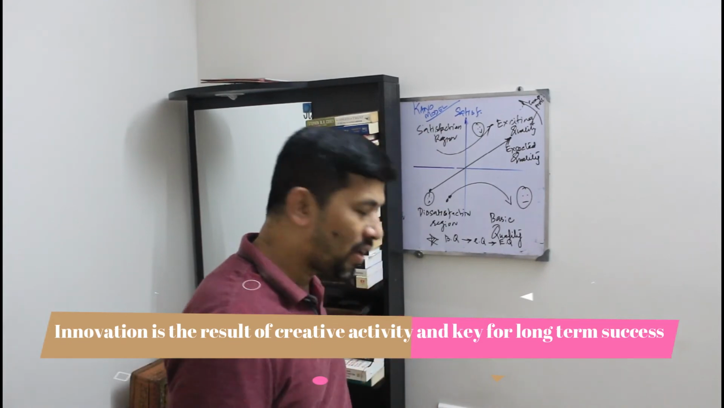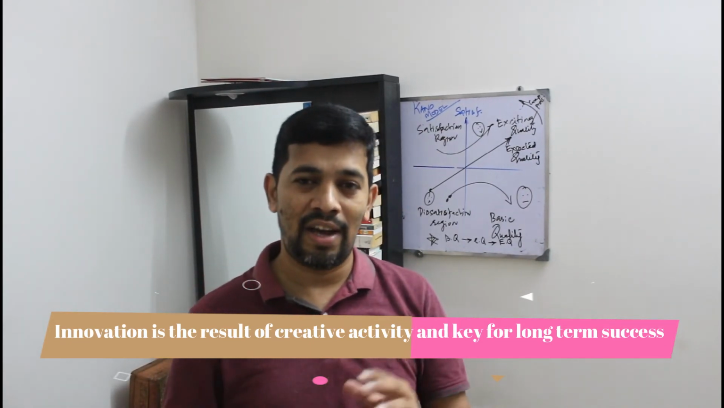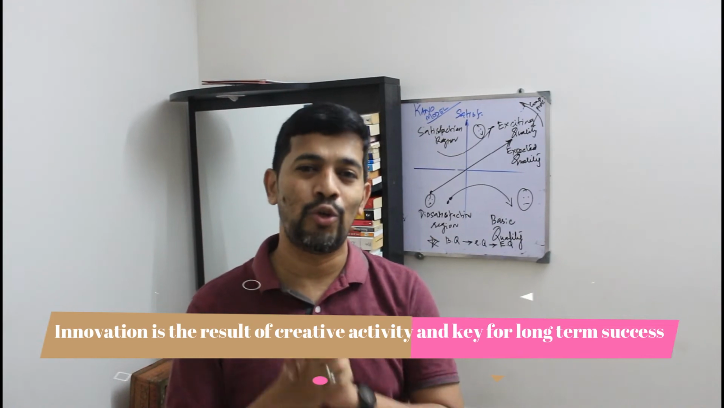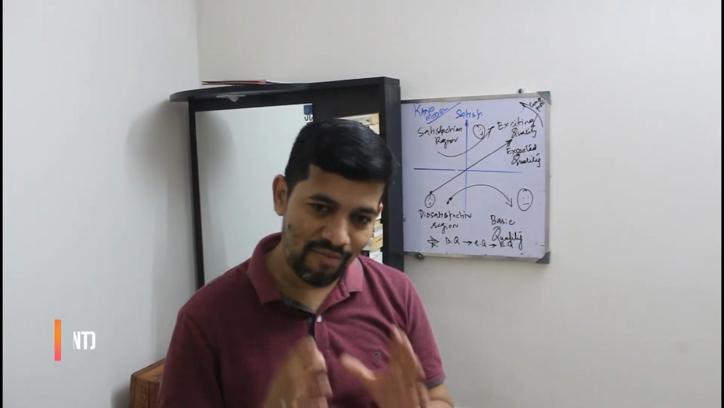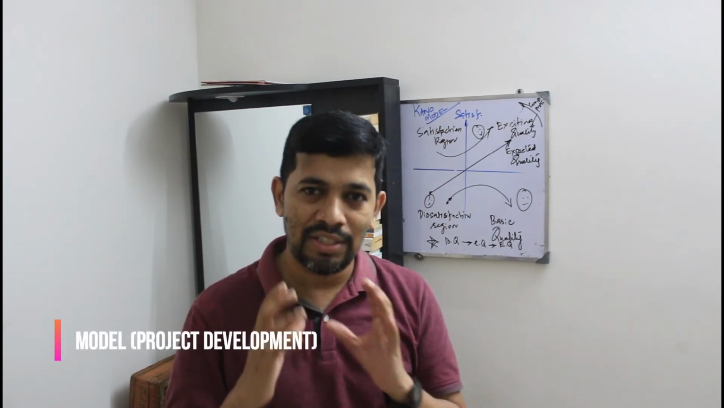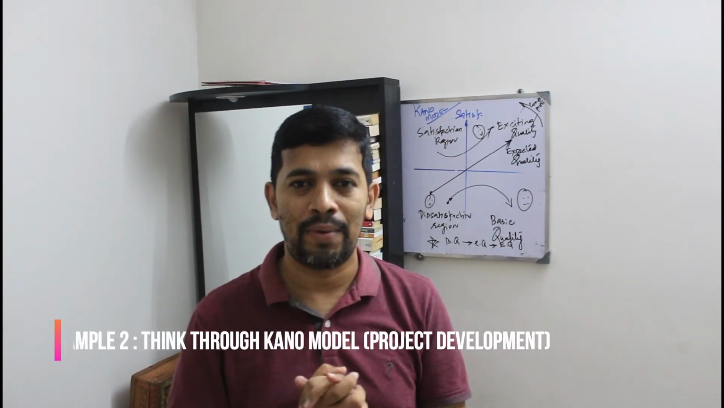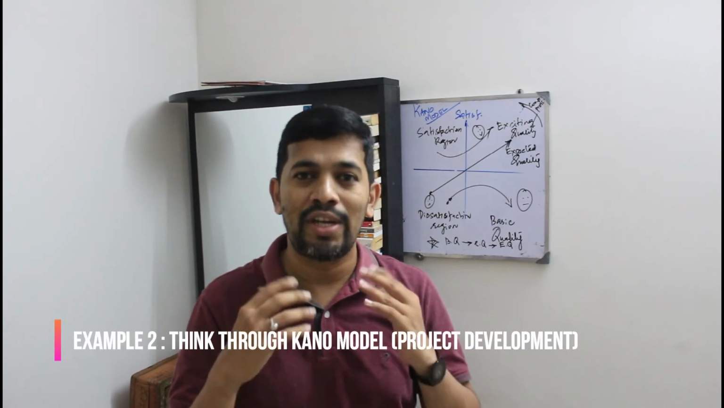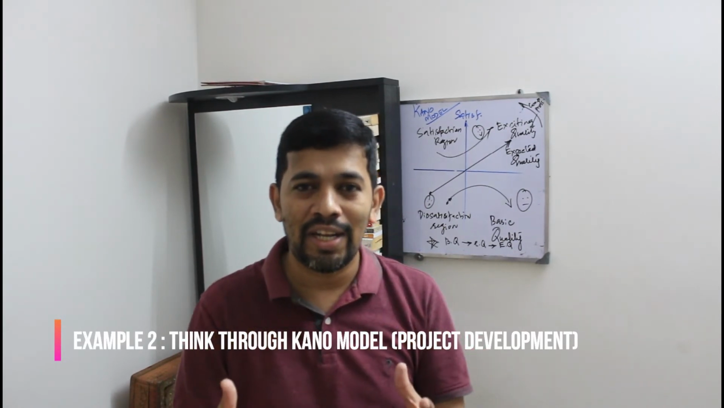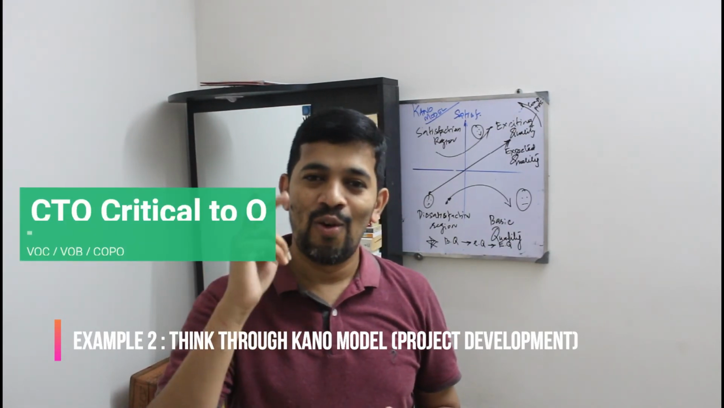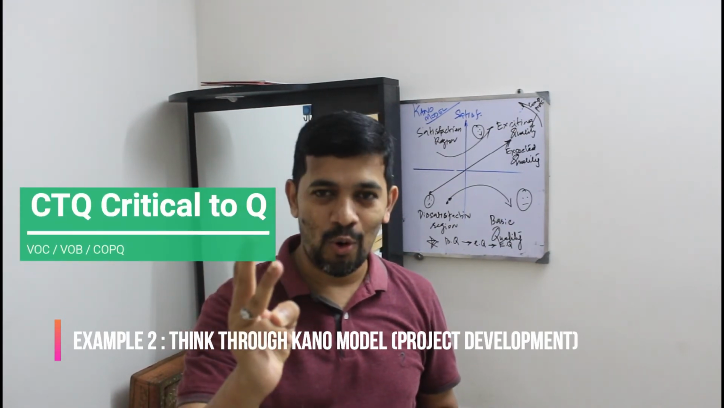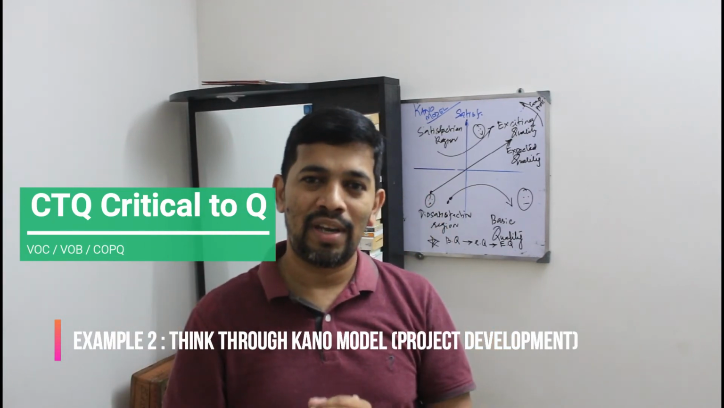So with that thought, I wanted to leave this one: with everything you do, think from the Kano model. When you're developing a project, think from the Kano model. What is the business requirement? What are my CTQs, critical to quality? Critical to quality can come from three things: voice of customer, voice of business, and cost of poor quality. So just think about it and have it.